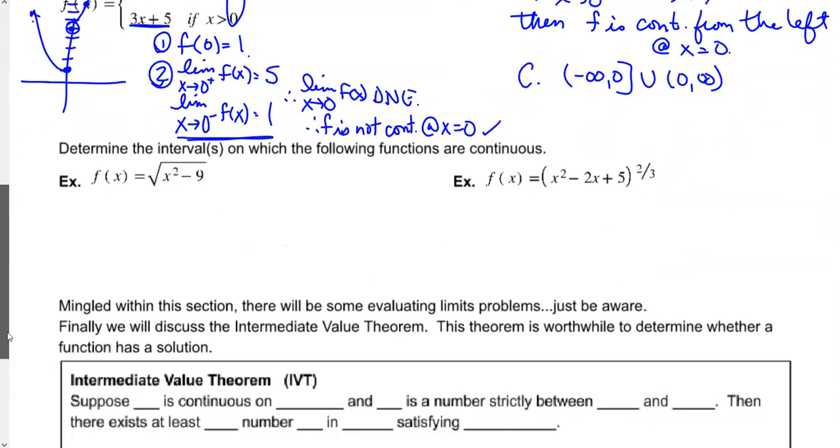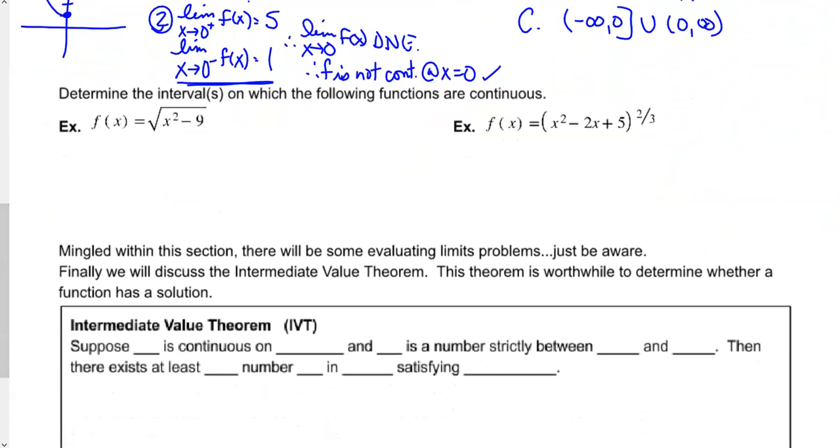Next function. Determine the intervals on which the following functions are continuous. So, we need to determine whether we are continuous for this radical function, the square root of x squared minus 9. If we go back to our theorems, for the radical function, when I have an even number out front, I am going to be continuous on all the intervals where x squared minus 9 is greater than or equal to 0. Okay?